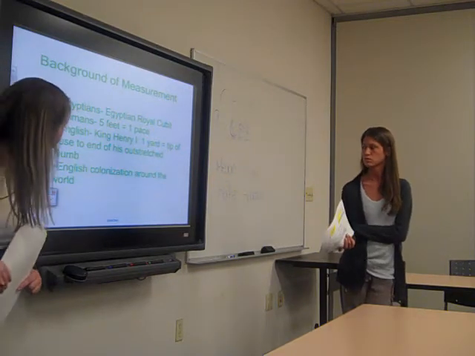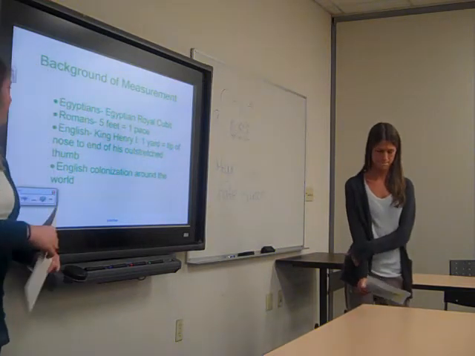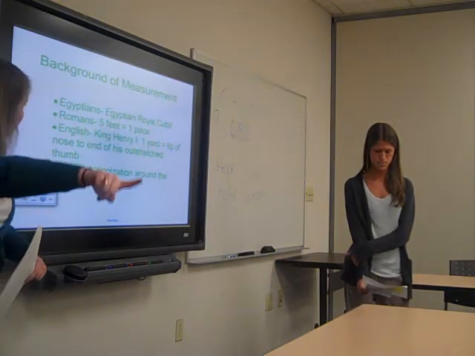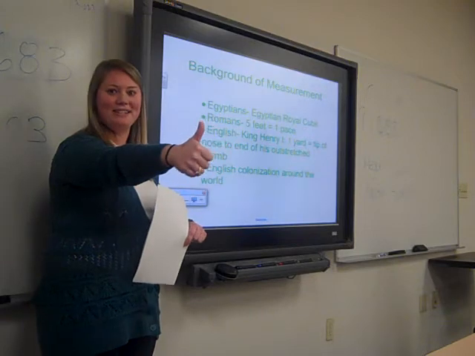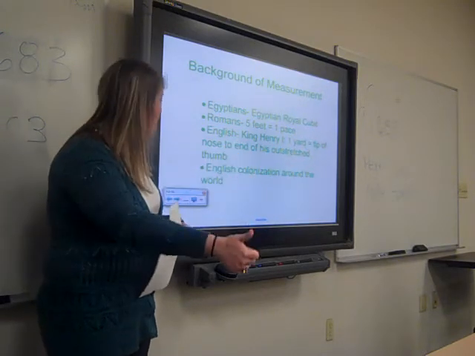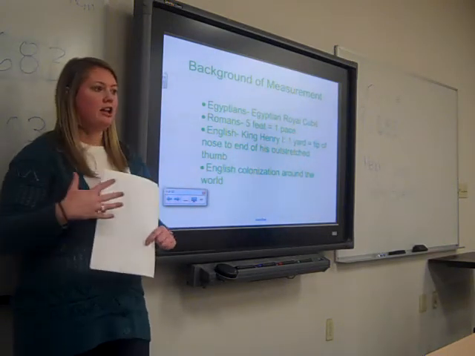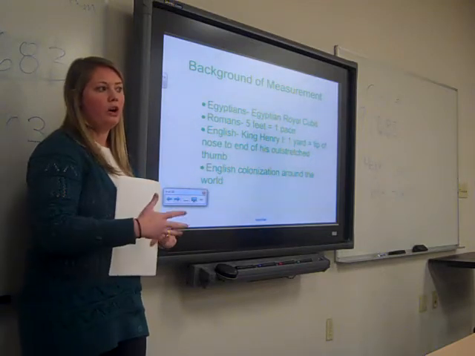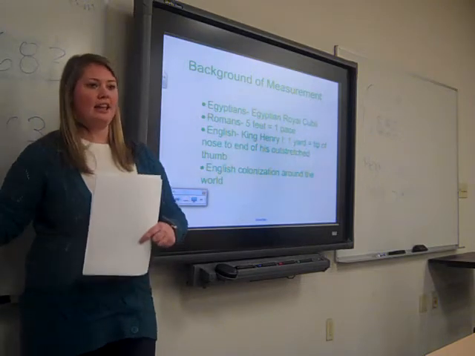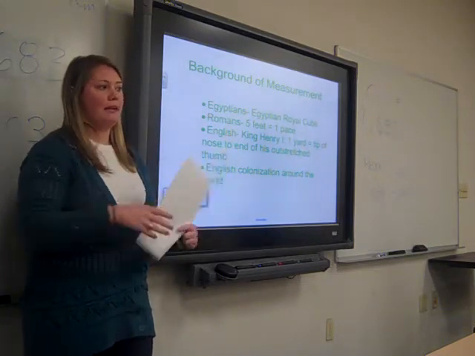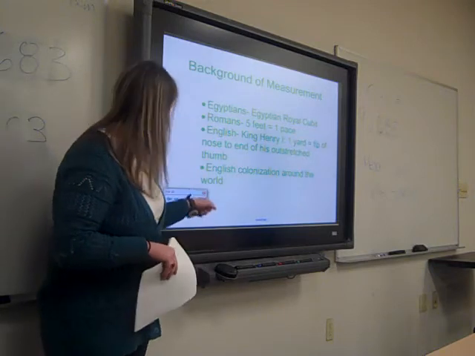In England, King Henry I took the same idea from the Romans and said that 1 yard was the equivalent from the tip of his nose to the end of his outstretched thumb, like this, which you could tell would be very different person to person. This doesn't equal 1 yard for everyone. But it was the ideas of the English that, because of their colonization all over the world, really helped to standardize measurement, because the English had colonies in India, they were in England, they were all over the place, and when they came to America, it was those ideas that were brought into the American colonies, and then America.